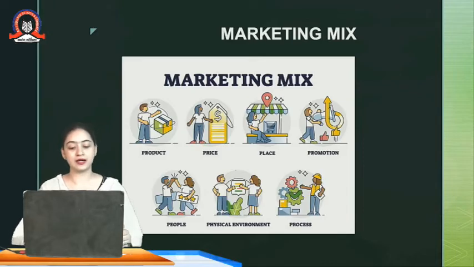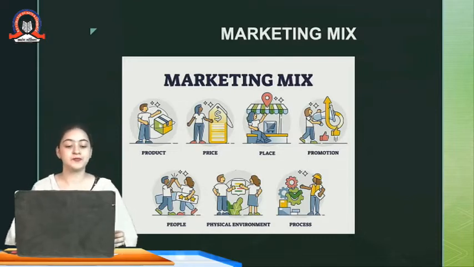So what is marketing mix? Basically, we have learned about 4 P's of marketing, which are product, price, place and promotion. But as time passes, we have learned that there are 7 P's, which are product, price, place, promotion. The additional 3 P's are people, physical environment and the process.